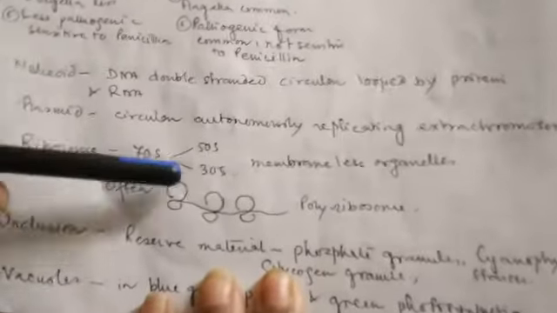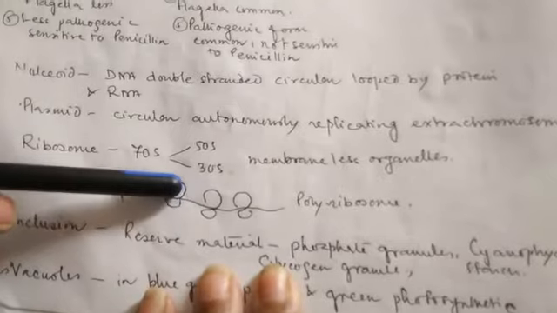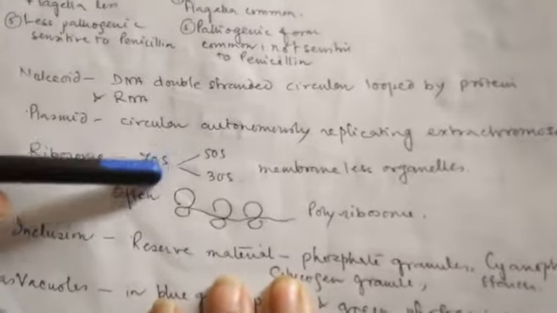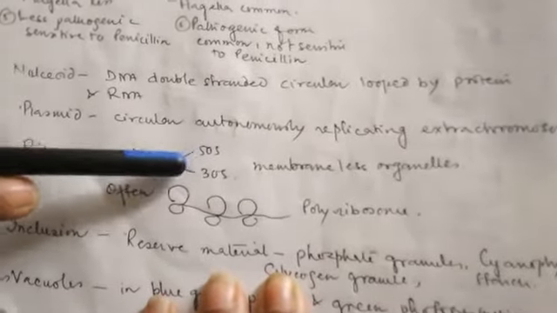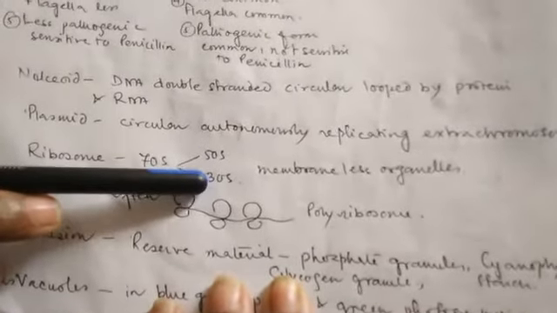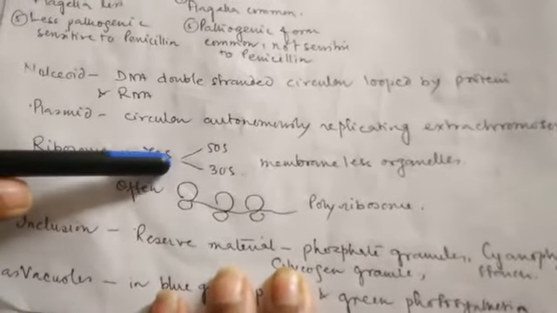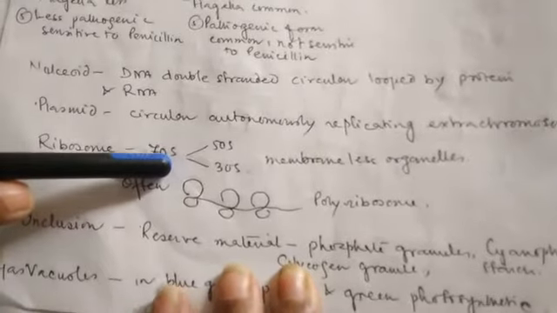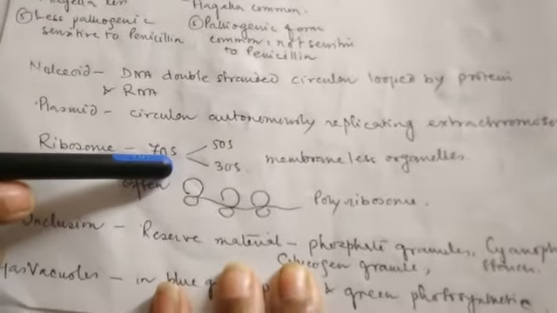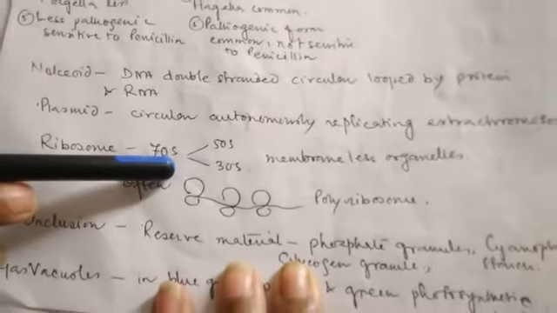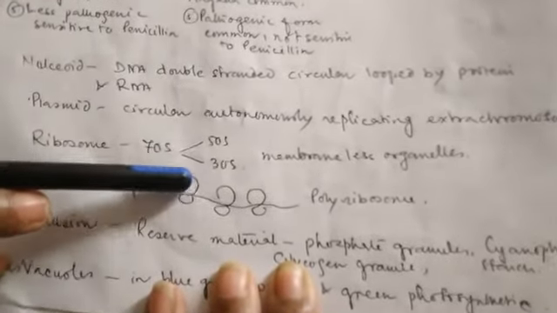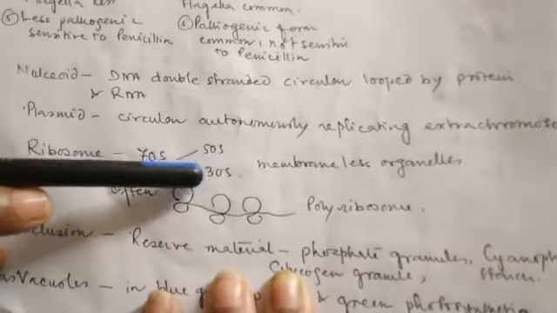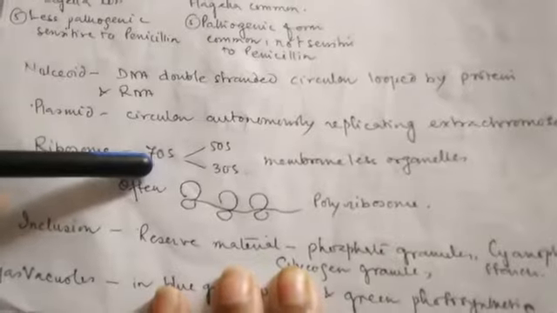Now the prokaryotic cell ribosome has a smaller subunit and a larger subunit. It is a 70S ribosome, where the larger subunit is 50S and the smaller subunit is 30S. The S stands for the Svedberg unit, which is the unit for sedimentation coefficient. So if they are sedimented individually, they will be 50S and 30S, but jointly they will form 70S.